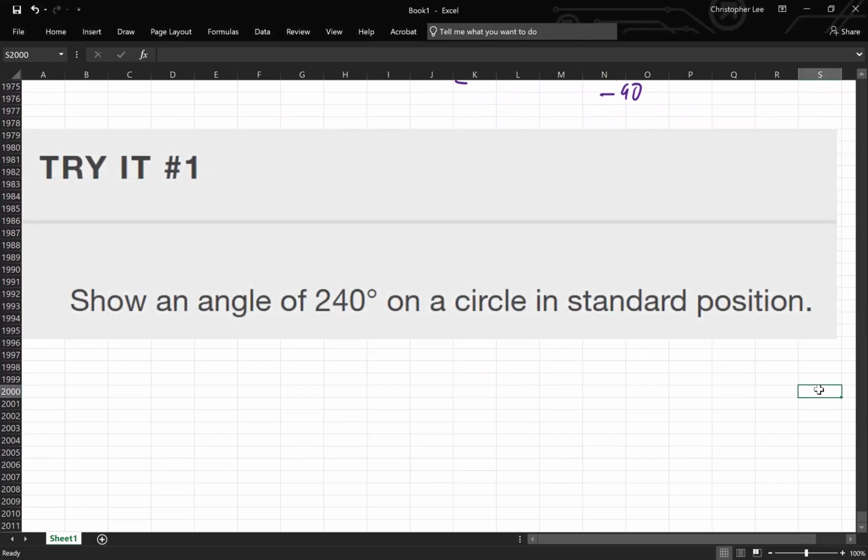I'll let you guys try this. And oh my God, don't just draw a ray that doesn't have a number for the angle or anything. Like that's straight 0 right there.